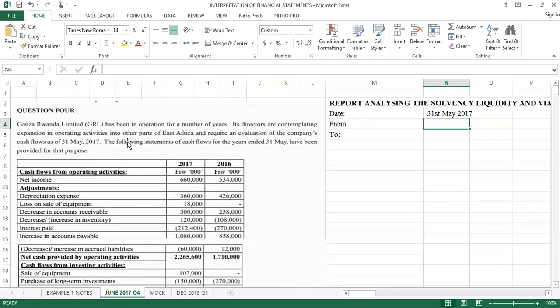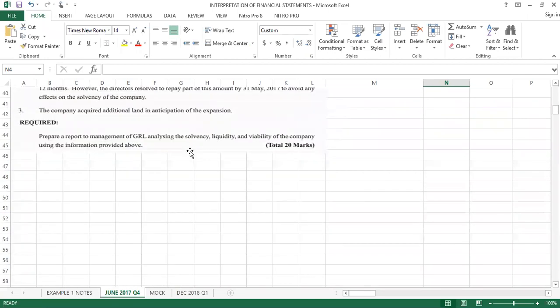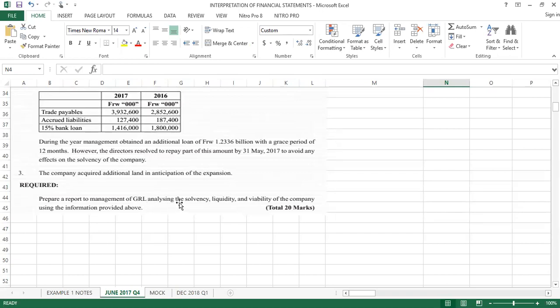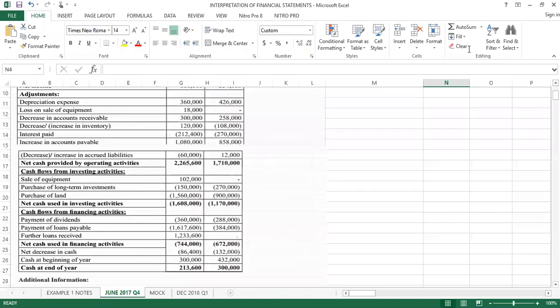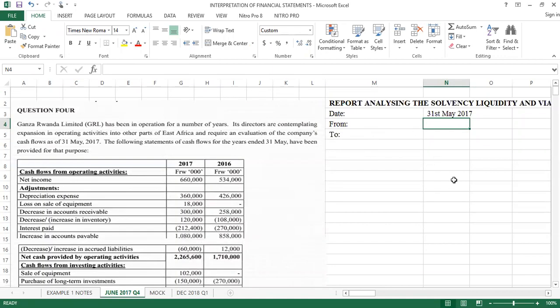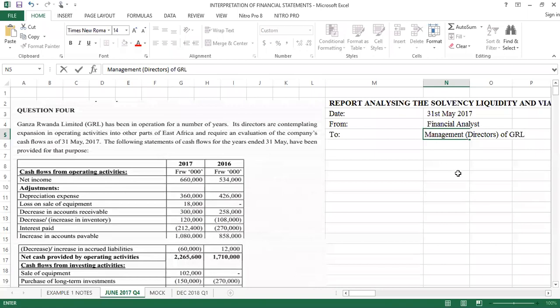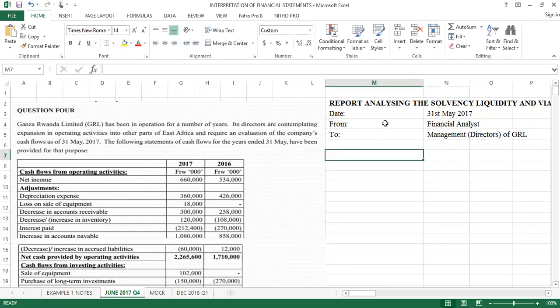The directors are contemplating expansion and require an evaluation of the company's statements. Have we been told to prepare a report to the management of GRL analyzing solvency? So who is it from? The financial analyst or the accountant. And who is it to? The management, in brackets, directors, of GRL. Please, when you have been asked to prepare a report, it must be a report to the management. You have not been told it's the managing director, so just call it management.